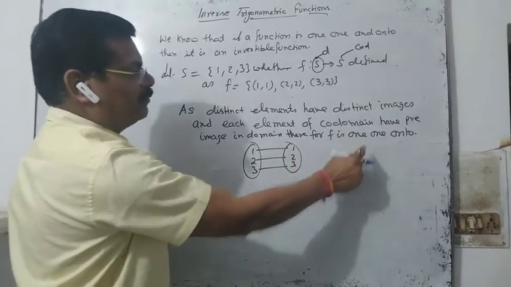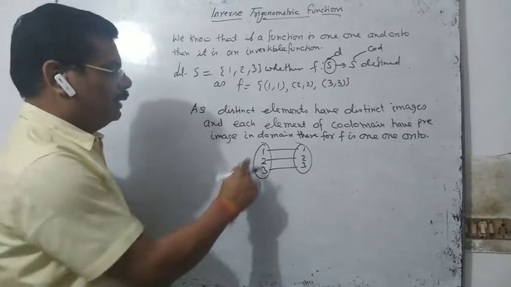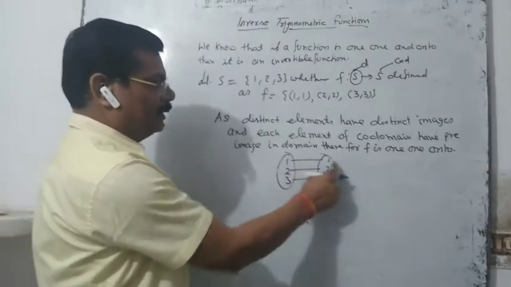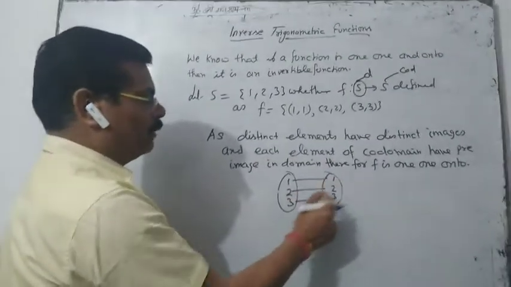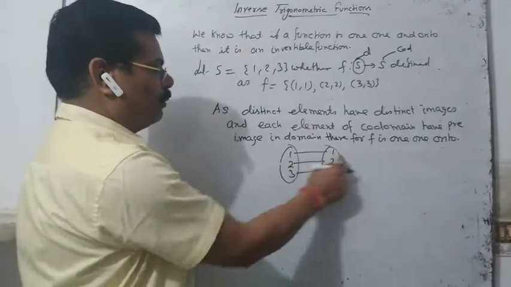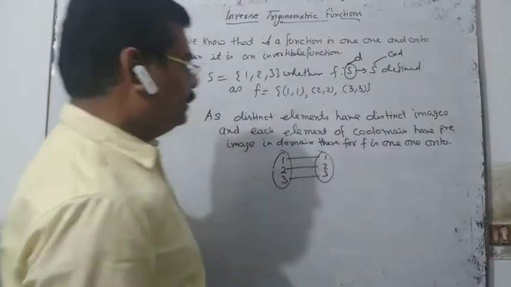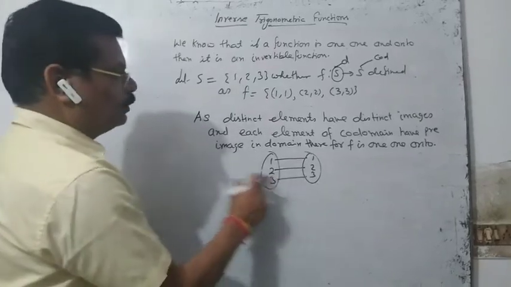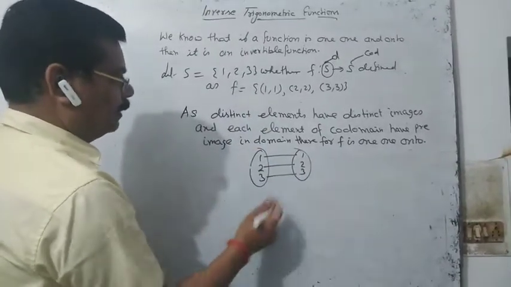Therefore, f is one-one and onto. Each and every element has a single image. So the x value has a y value, so that {(1,1), (2,2), (3,3)} is one-one and onto, so that it is invertible.